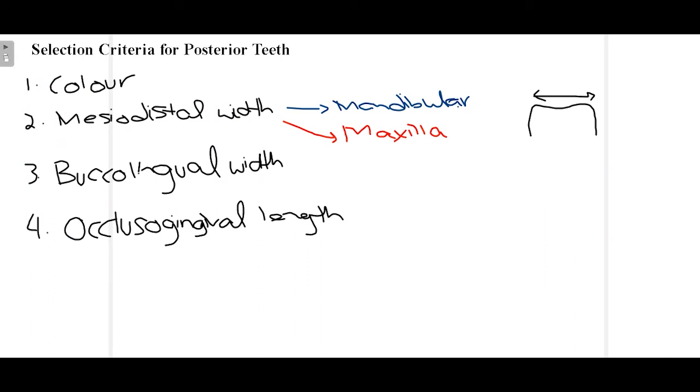Now talking about selection criteria of posterior teeth, firstly color. Color should be similar to anterior teeth, and in the entire mouth, canine has the darkest color, and then premolar and molar, they are slightly lighter as compared to canine.